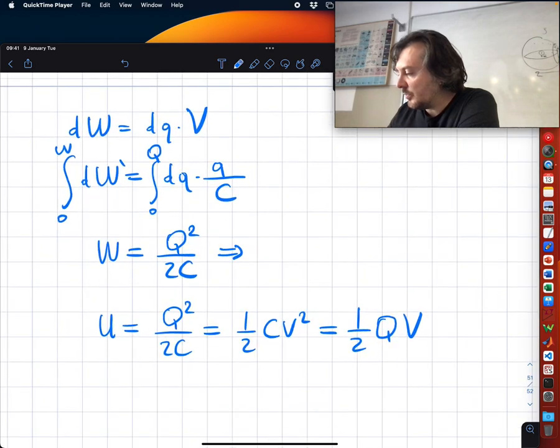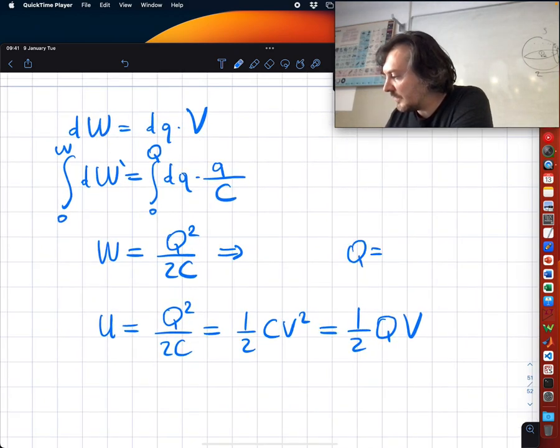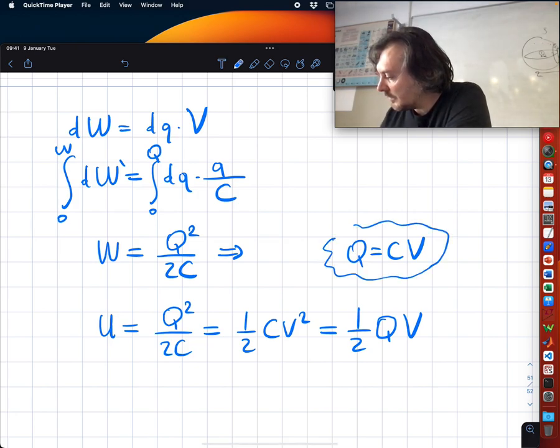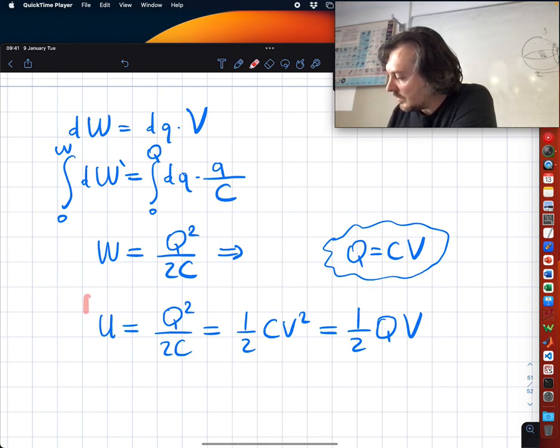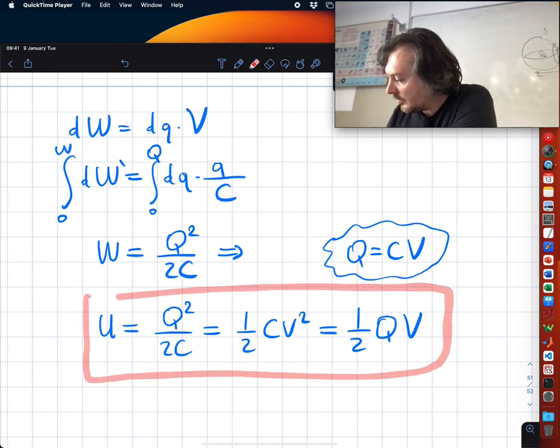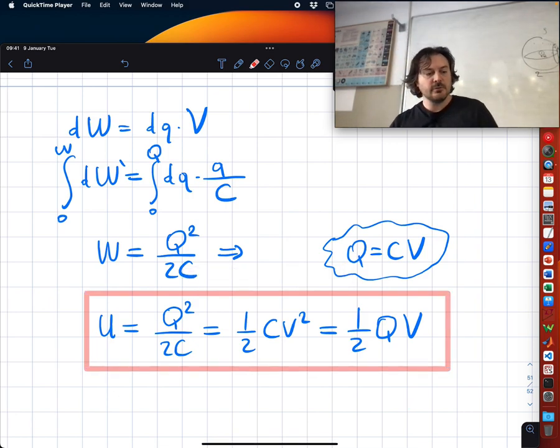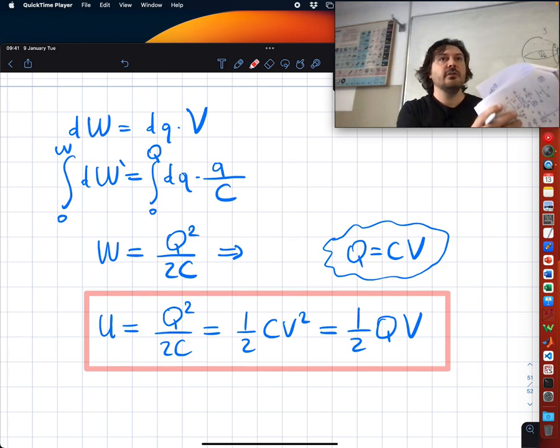Do you see? I'm employing Q equals CV here. Q equals CV. So the potential energy is Q squared over 2C, which is equal to 1/2 CV squared, which is equal to 1/2 QV. You already knew this before, right? Now you see, now you know the derivation. Do you have any questions? No? Good. All right.